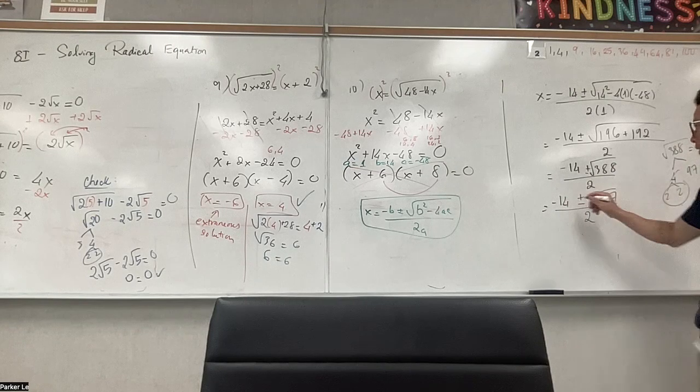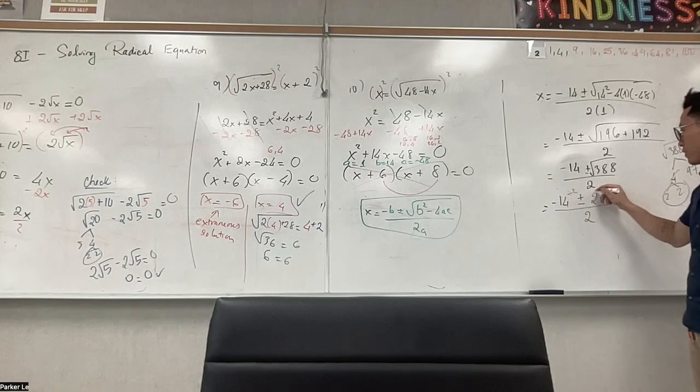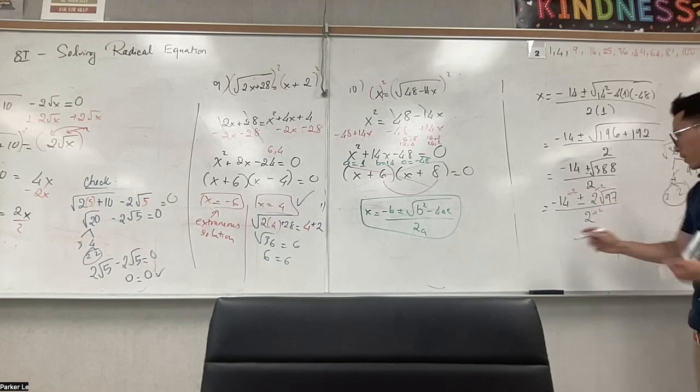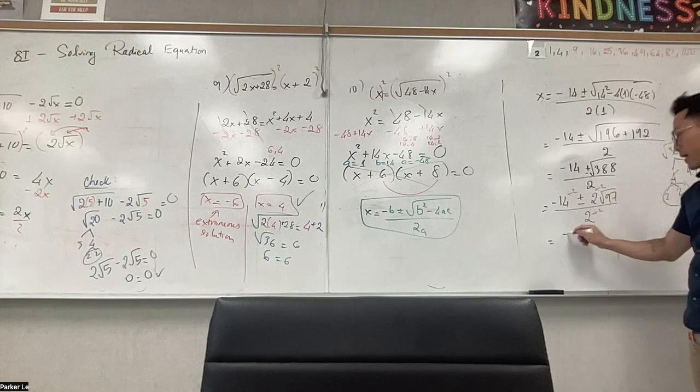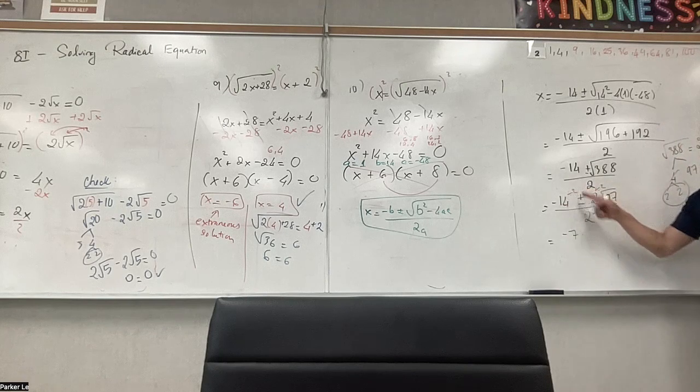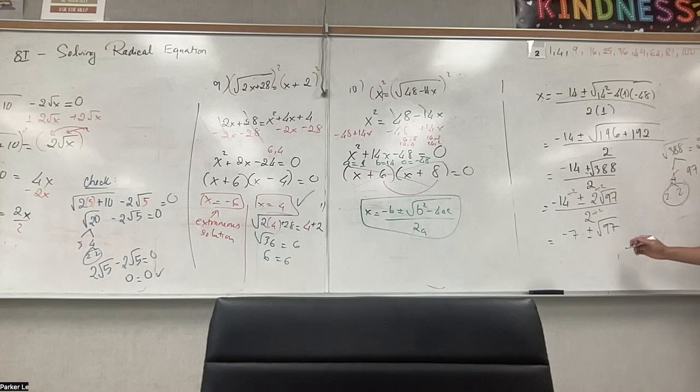You want to cancel out, divide everything by 2, because they're all even numbers, right? So negative 14 divided by 2 is negative 7, plus minus square root of 97. That's it. Right? 2 divided by 2 is 1, you don't need to write 1.